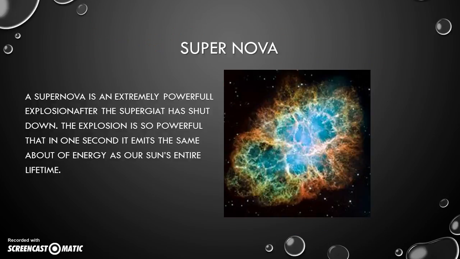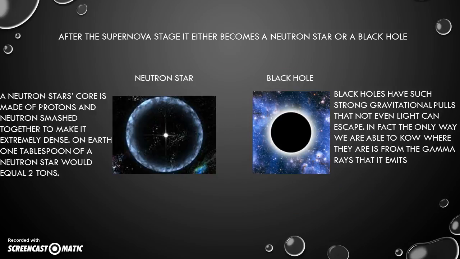A supernova explosion is very powerful, and in 1 second it emits the same amount of energy as our sun's entire lifetime, and this energy creates the opportunity to make more dense objects than a supergiant can. And then the leftover dust goes back to the stellar nursery, and the core either becomes a neutron star or a black hole.